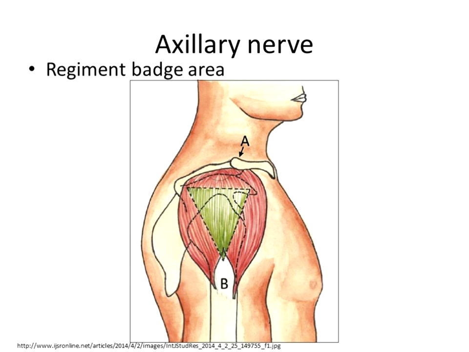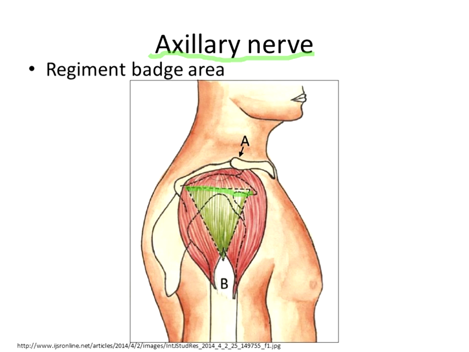The axillary nerve supplies mainly the muscles around the shoulder, the deltoid, and some of the rotator cuff muscles. It also supplies sensory innervation to a patch of skin over the lower half of the deltoid. This area is referred to as the regimental badge area.